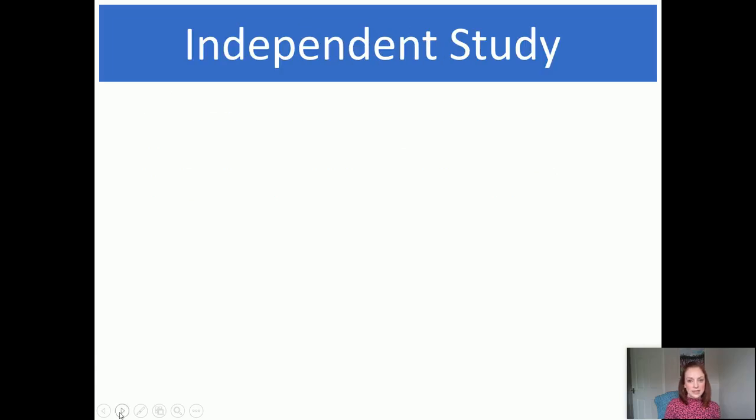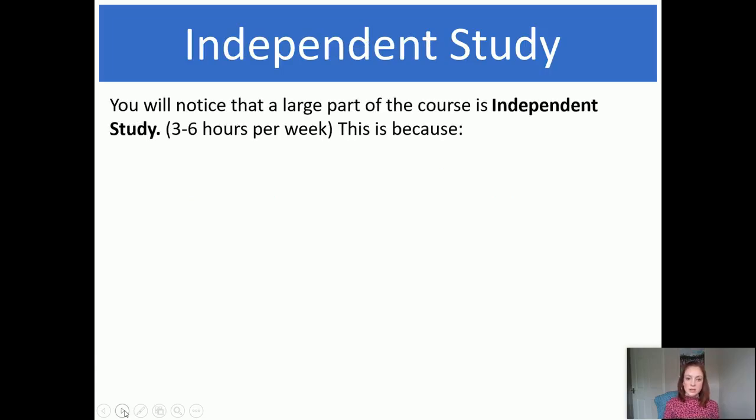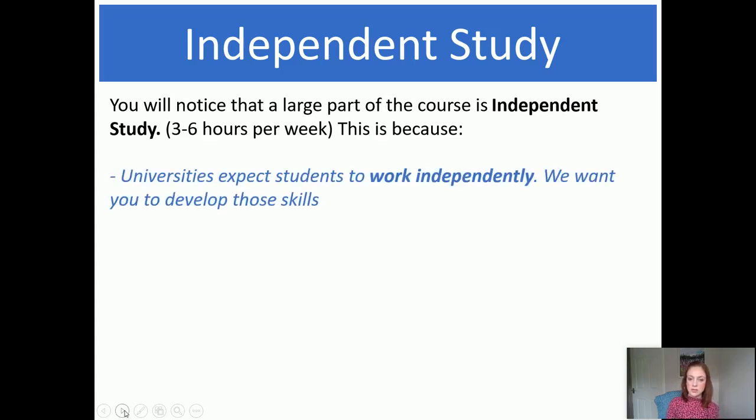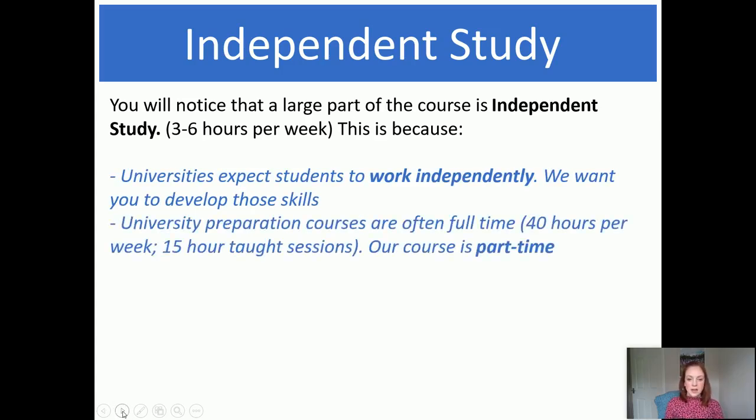As I mentioned previously, independent study is a really important part of this course. You should know by now that you will have 3 to 6 hours a week to work on this. And it's really important because universities expect students to work independently, and we want you to develop those skills. University preparation courses are often full-time, like a full-time job, 40 hours a week with 15 hours of taught sessions. But our course is only part-time, so you need to be able to work independently to notice any improvement in yourself.